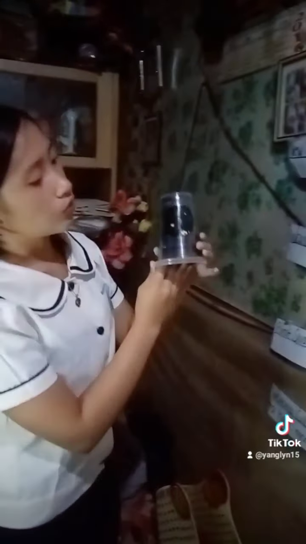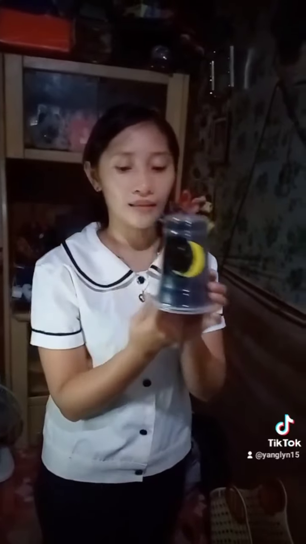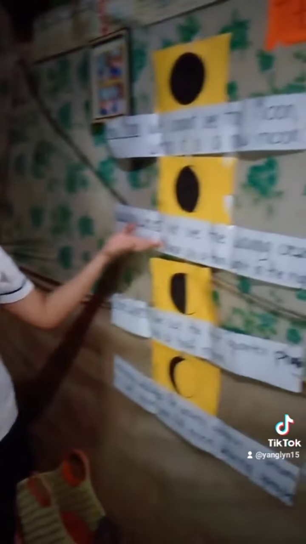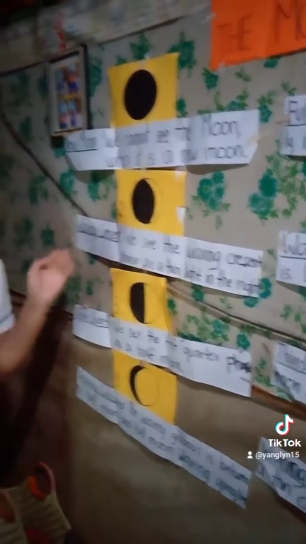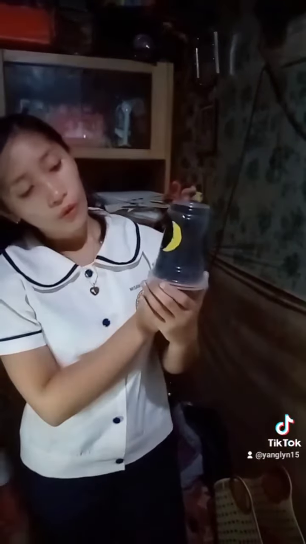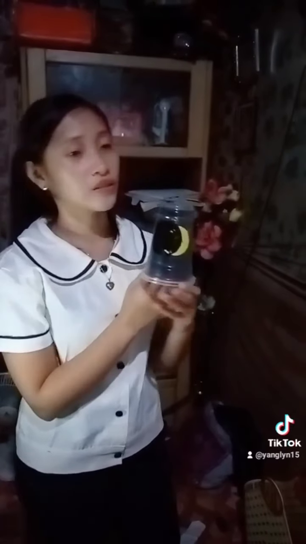So, as the moon continues rotating around the earth, we go to the second phase of the moon, which is the crescent. Okay, the waxing crescent moon. We see the waxing crescent phase as a thin light on the right side. In the waxing crescent moon, we can see the C shape of the moon. This phase is less than the first quarter moon.